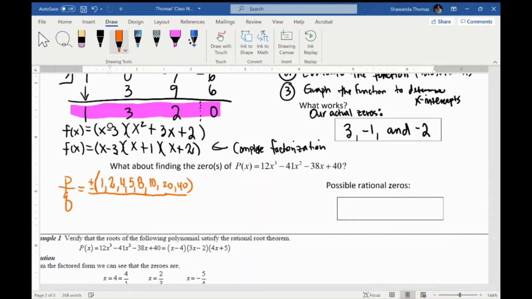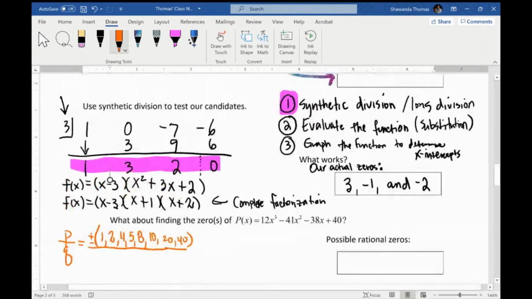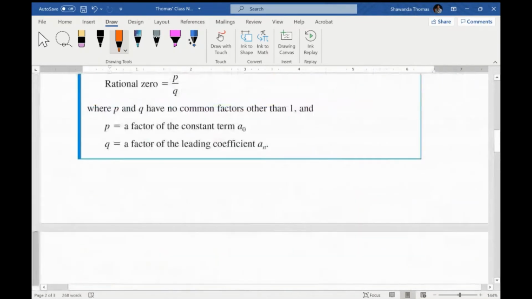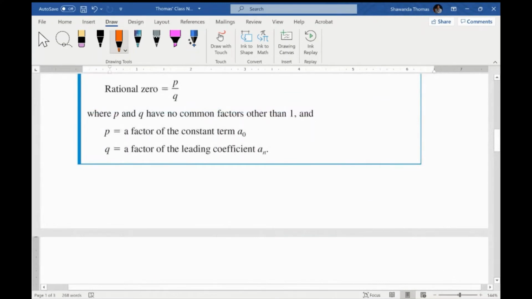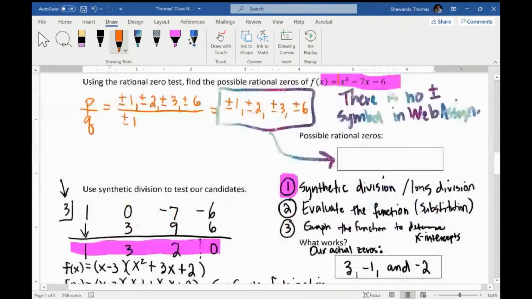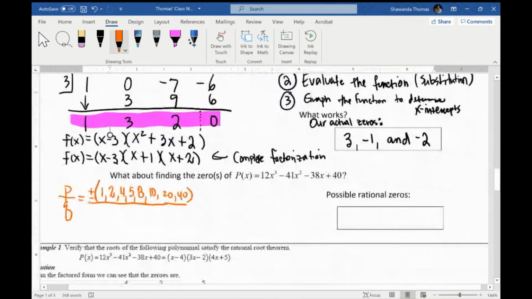All right. Let's look at Q. Let's go back to the first page. Q equals what? A factor of the leading coefficient. What is the leading coefficient? Someone other than Kenna, Nakiria, and Alicia. 12. 12 is correct. Plus or minus.